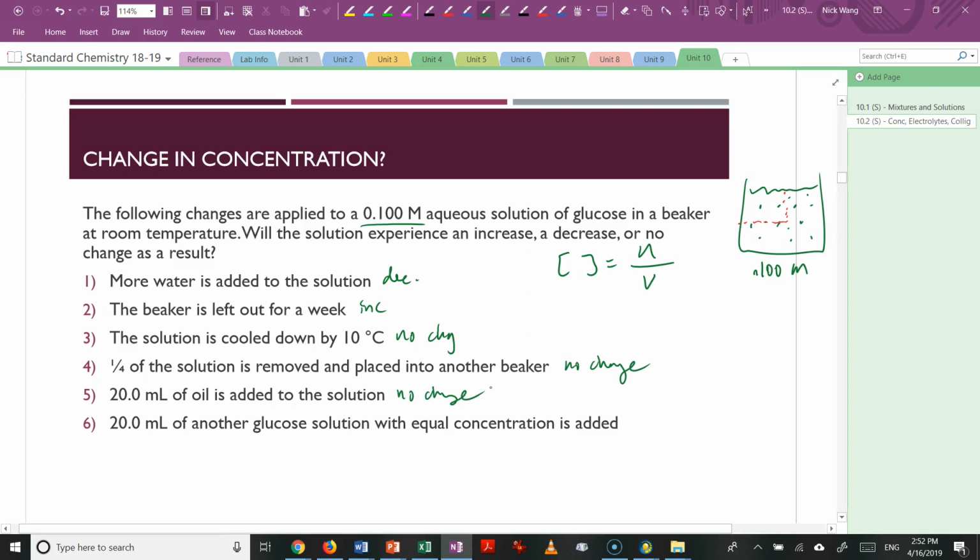Finally, 20 milliliters of another glucose solution with equal concentration is added. My ratio of moles to volume is still 0.100. I combine it with the original concentration of 0.100. Again, the ratio of moles to volume remains the same, so that's going to be no change. You may have added more volume, but remember that volume is not just water. It's water and the dissolved glucose within it.